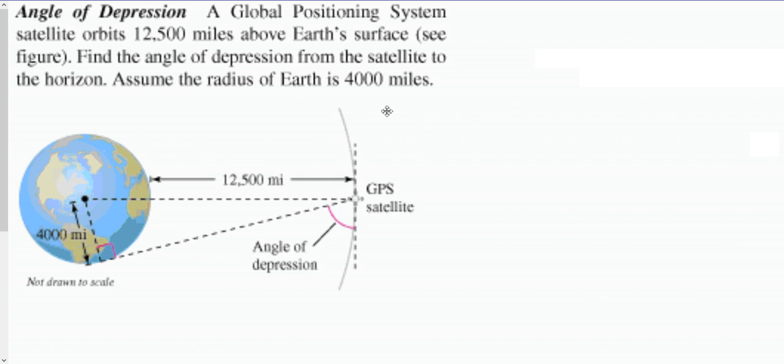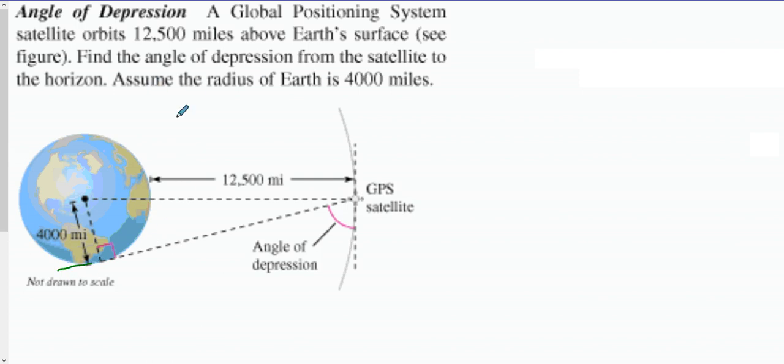All right, so we have a satellite right here, which orbits the Earth at about 12,500 miles above Earth's surface. You can see this figure right here. Globe view. Find the angle of depression. Here's the angle of depression we're looking for, from the satellite to the horizon. Essentially the horizon is on the tip of the globe right here, and these are going to be tangent to each other, so it's going to be passing through. So that's the horizon.